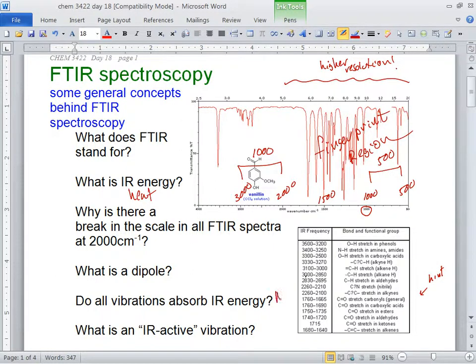No. So Alyssa, what is an IR active vibration then? One that would, yes, vibrate. They're all going to be vibrating. One that would absorb IR. So they're all not going to absorb infrared. Well, if it's not going to absorb it, what would it probably do? It could scatter it, right? So an IR active vibration actually absorbs the IR.